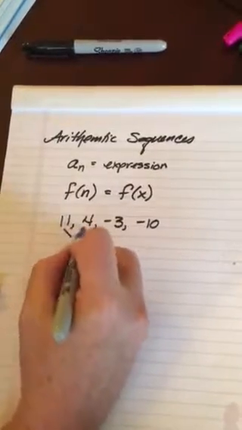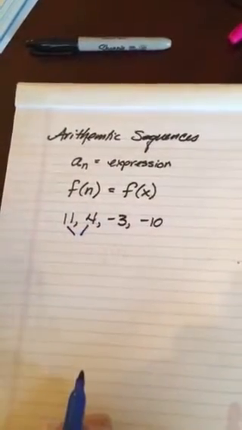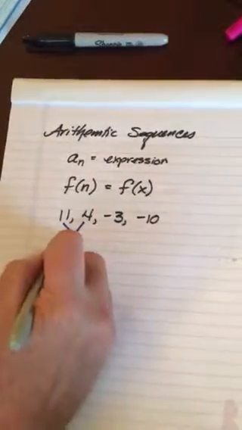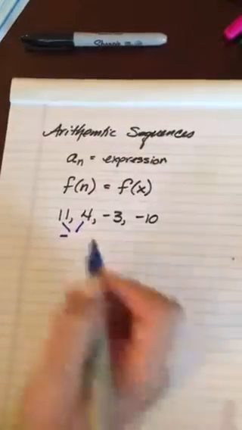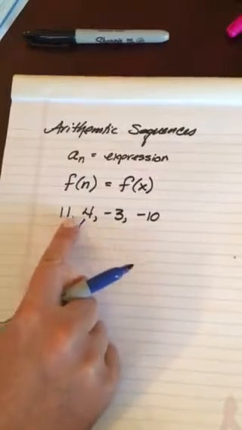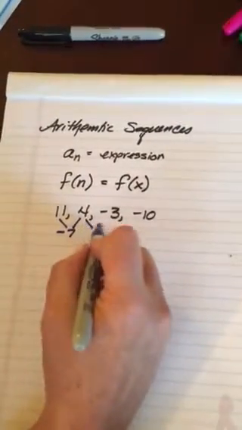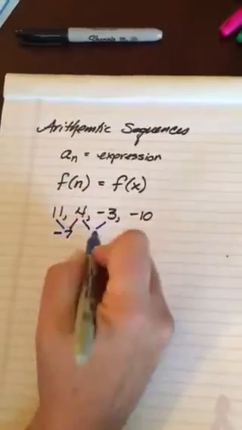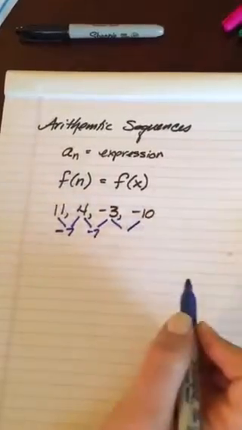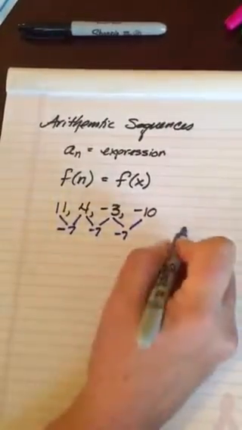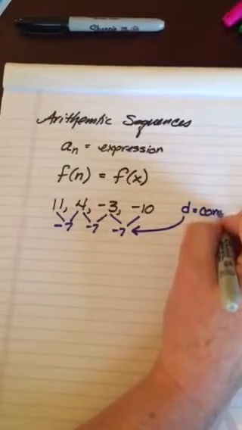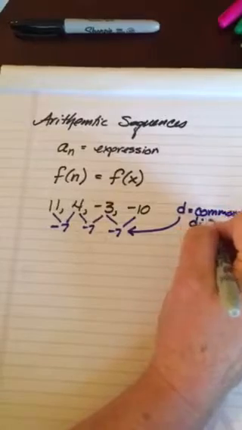So let's see, what's the difference between 11 and 4? In this sense it goes down, so it's a negative rather than a positive. It goes down by 7. So if I add -7 to 11, I'll get 4. Does that hold? If I have 4 plus -7, do I get -3? Yep. Does it continue to hold? Yes, it does. So this is called -7. In this case, D is the common difference.